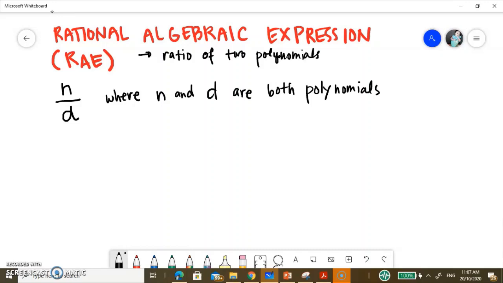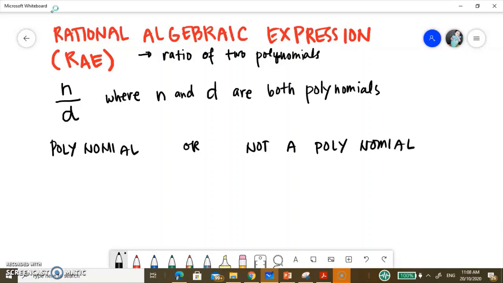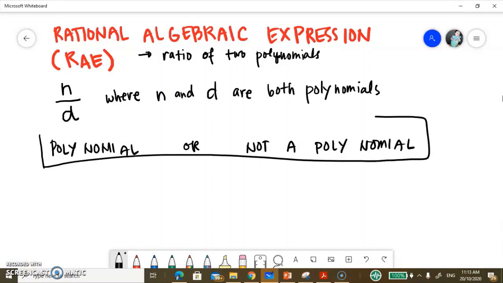Okay? So first, let us recall how are we going to know if a given algebraic expression is a polynomial or not a polynomial. Okay, so let's have our examples here.